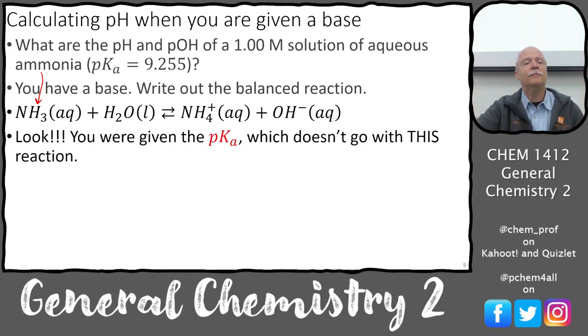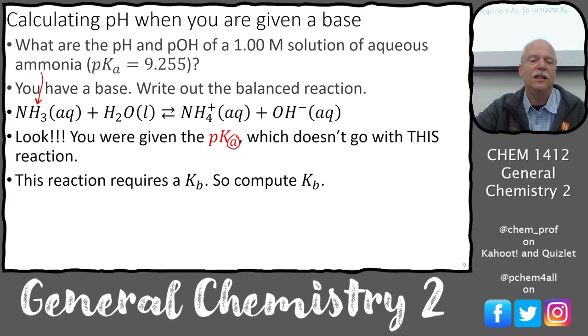But the problem here is you're given a pKa. So this A is incredibly important. That means that goes with the acid form of this compound, not with the basic form of this compound. So it doesn't go with this reaction. So this reaction requires Kb.